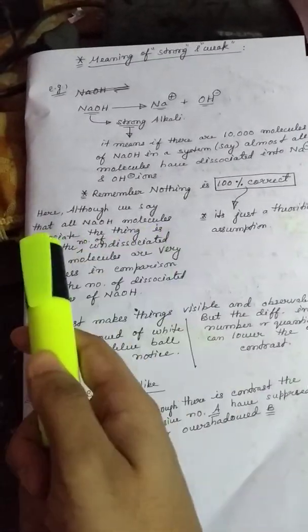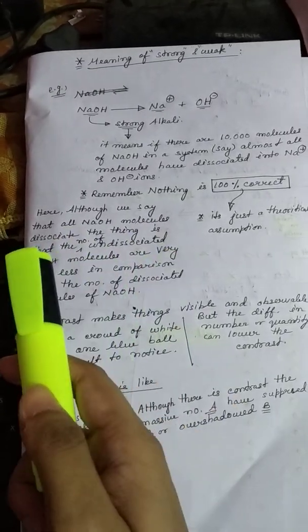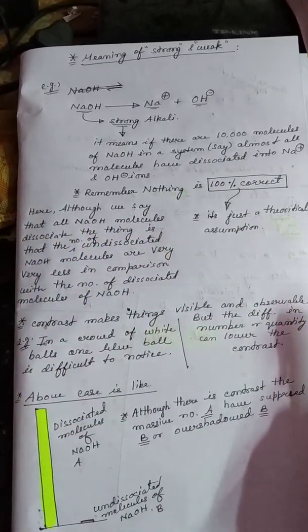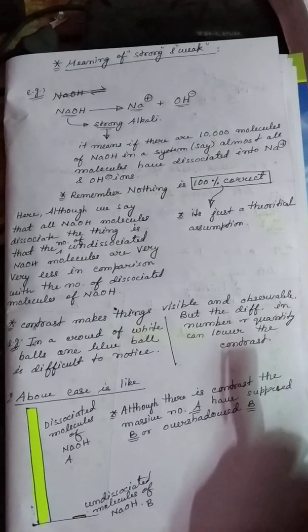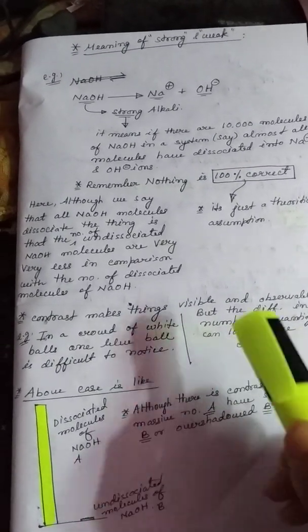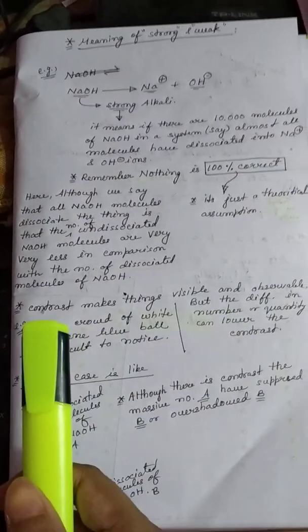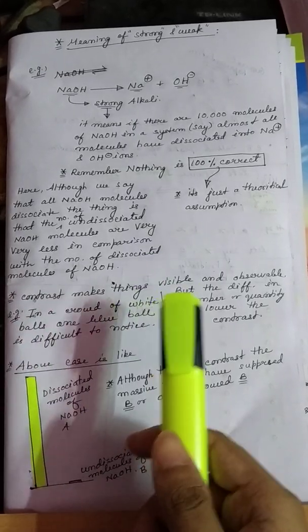Here, although we say that all NaOH molecules dissociate, the number of undissociated NaOH molecules is very, very small in comparison to the number of dissociated molecules of NaOH. And that's the reason why we say so. Another thing is very important here: contrast makes things visible and observable.